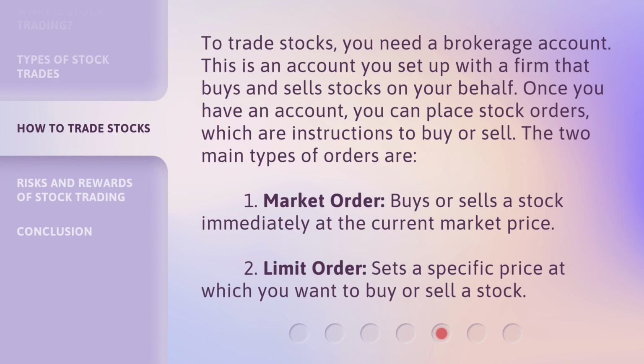To trade stocks, you need a brokerage account. This is an account you set up with a firm that buys and sells stocks on your behalf. Once you have an account, you can place stock orders, which are instructions to buy or sell. The two main types of orders are: 1. Market order. Buys or sells a stock immediately at the current market price. 2. Limit order. Sets a specific price at which you want to buy or sell a stock.